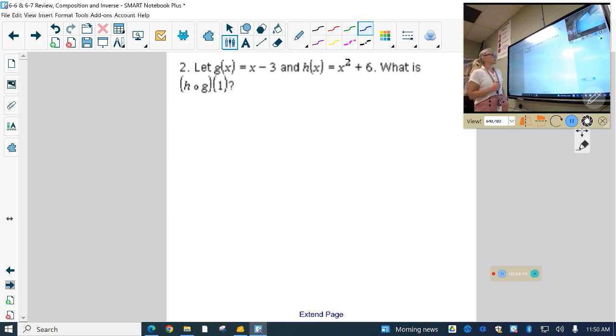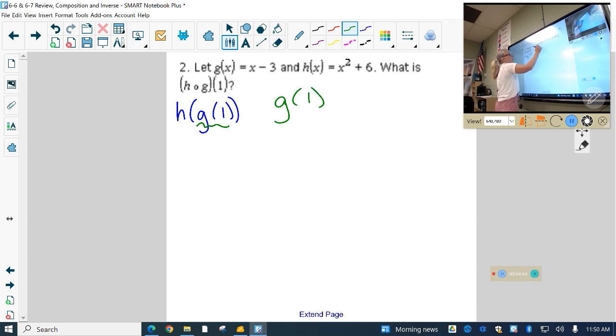Let g of x equal x minus 3 and h of x equal x squared plus 6. What is h of g of 1? Now remember, this is the same thing as h of g of 1. Okay, so we're always going to start with the inside out. So I'm going to find out what g of 1 is first. So I'm going to take 1 and plug it into the g function. So I have 1 minus 3, which is negative 2.